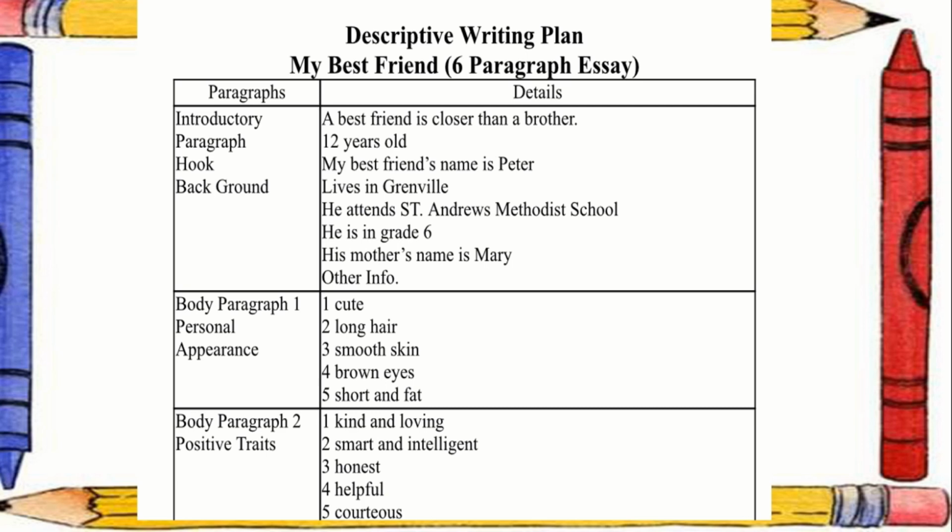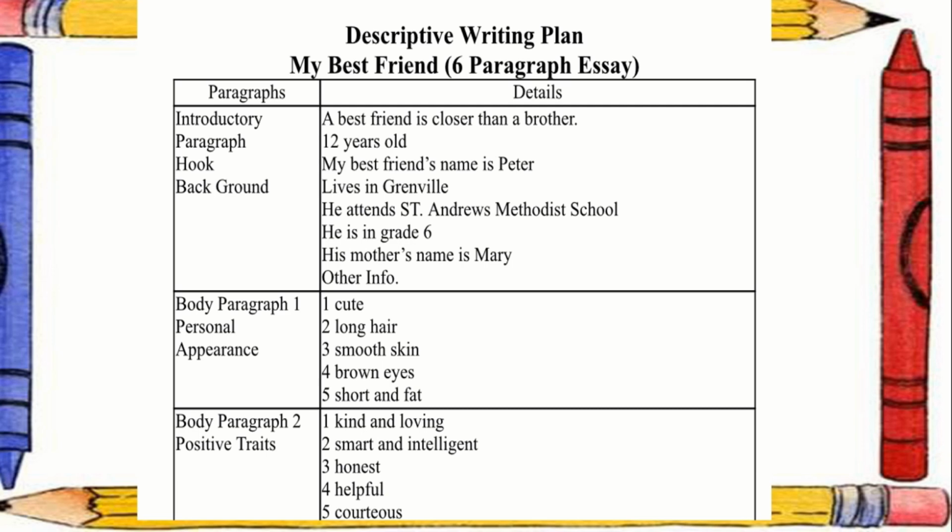Then we move on to body paragraph 1. And remember, in each paragraph, you want to focus on a specific topic. So every paragraph should be about a specific topic. In this paragraph, we are going to talk about the personal appearance. All right? And so one of the easiest ways I get to write a descriptive is by first coming up with at least 4 to 5 words that I can use to describe my best friend. All right, the personal appearance. So here we have cute, long hair, smooth skin, brown eyes, short and fat.